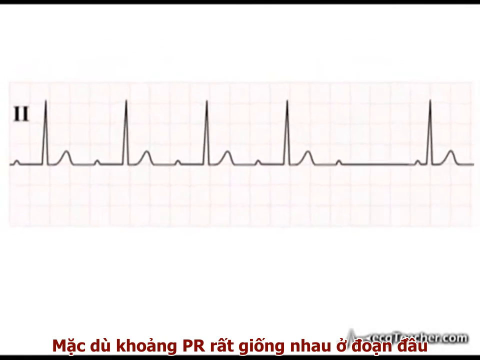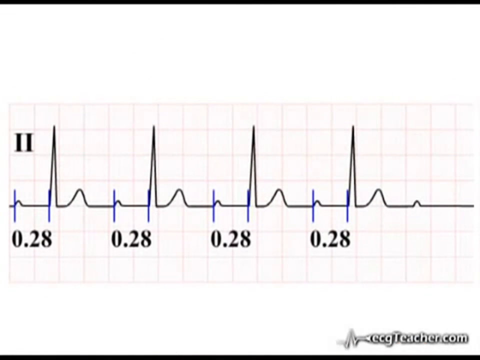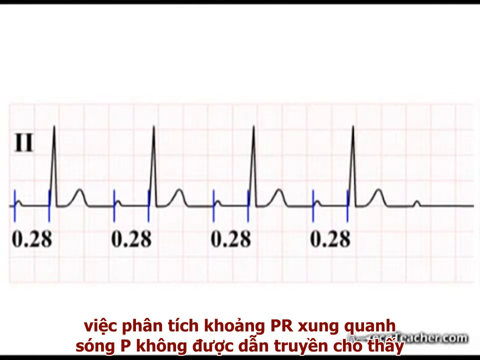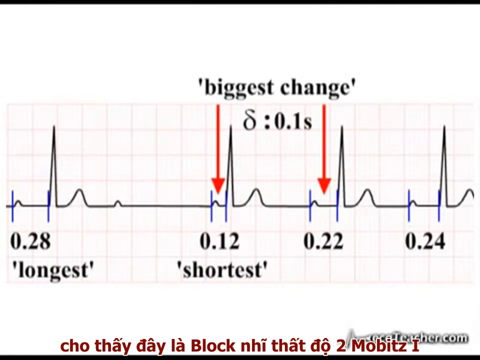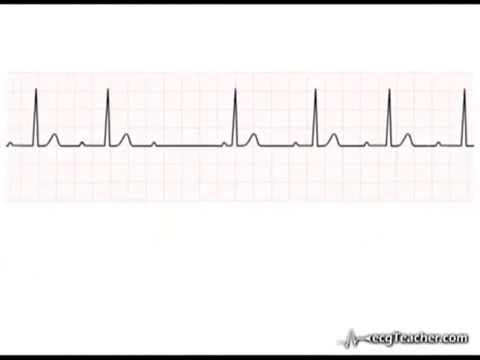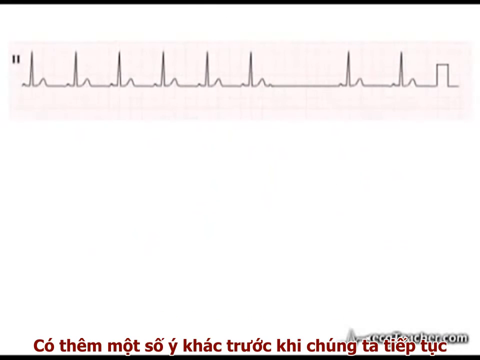Despite the apparent uniformity of the PR intervals within the main body of this group, analysis of the PR intervals around the time of the non-conducted P wave indicates that this is a Mobitz type 1 second degree AV block. This situation is termed atypical Mobitz type 1. Just one further point before we move on.